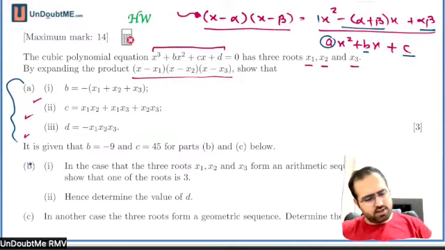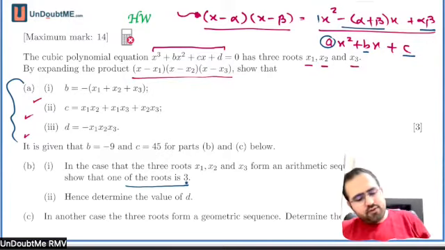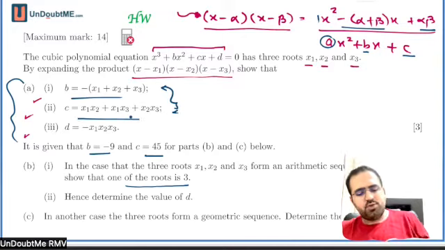The second part of the question says it is given that b is negative 9 and c is 45 for parts b and c below. In the case the three roots form an arithmetic sequence, show that one of the roots is 3. Now, they have given us the values of b and c. Look above, we have these two values.